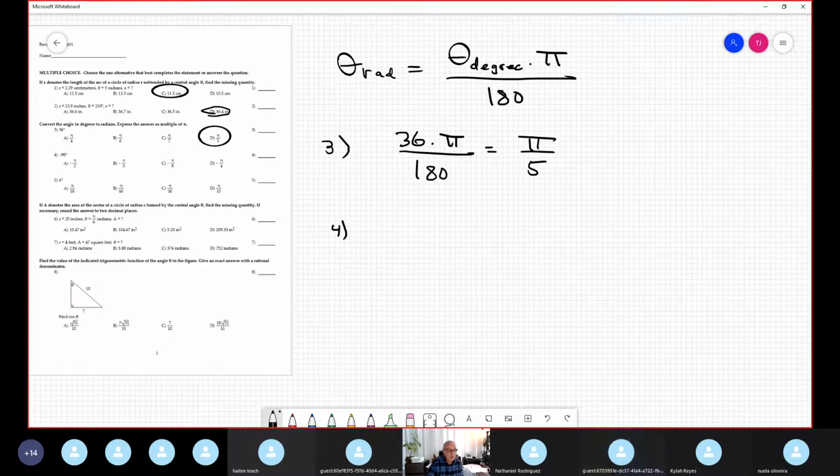Okay. The next is negative 90. Well, negative 90 multiplied by pi divided by 180 is negative pi over 2.